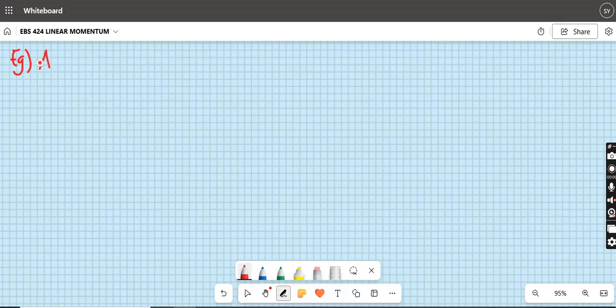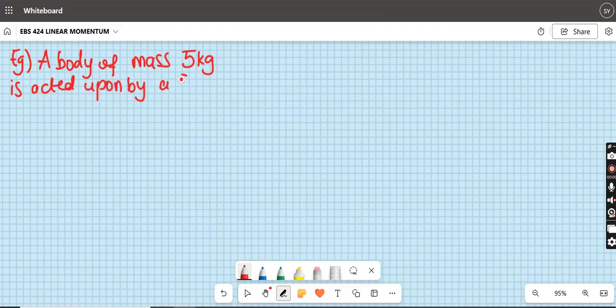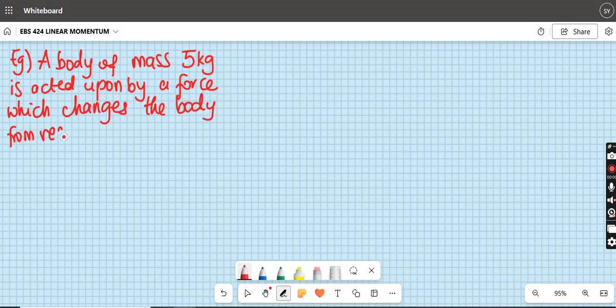A body of mass 5 kilogram is acted upon by a force which changes the body from rest to a velocity of 6 meters per second for 5 seconds.